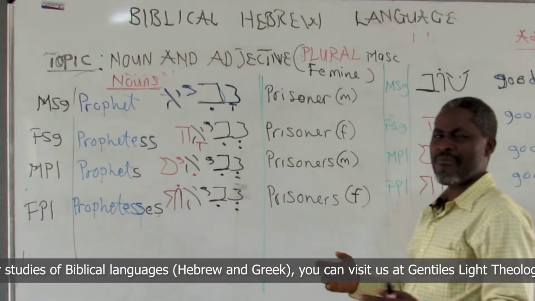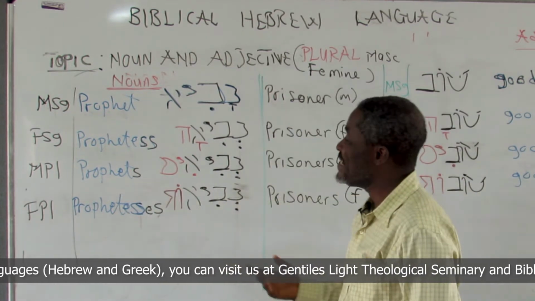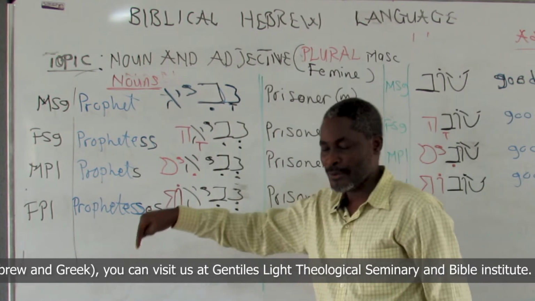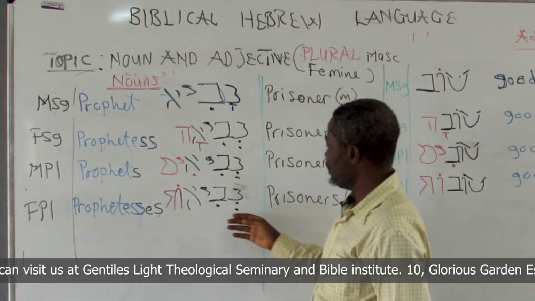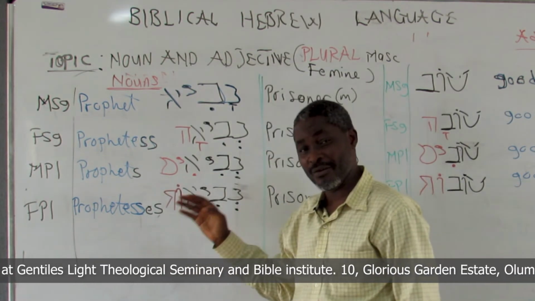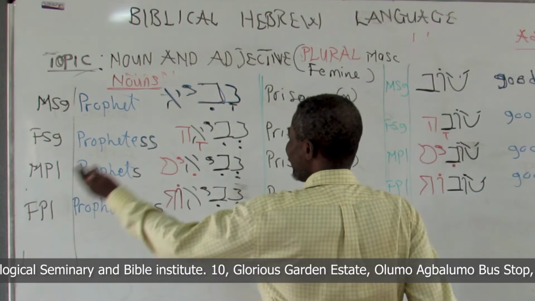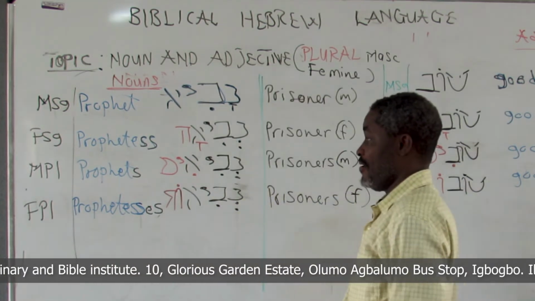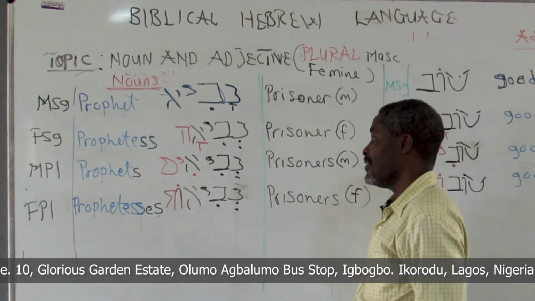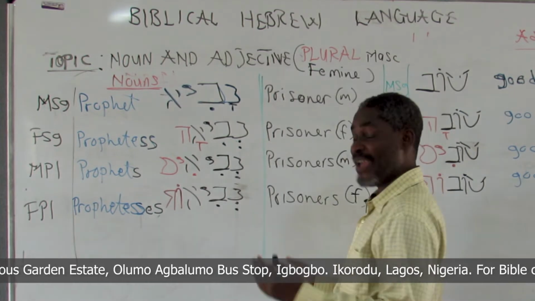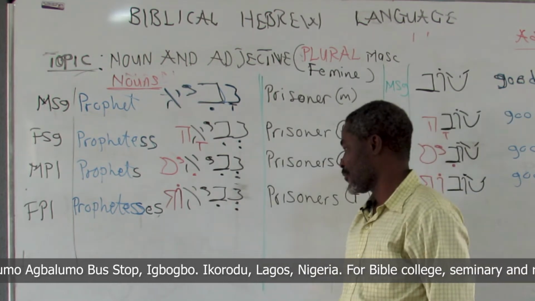And what do we add? Kames a. Now, the plural form, you now have prophets. It's no longer going to be nabi. It's going to be nebihim because it's now masculine plural. The plural form of the feminine, prophetesses, is nebihot. So you have masculine singular, prophet, nabi; feminine singular, prophetess, nebiha; masculine plural, prophets, nebihim; then feminine plural, prophetesses, becomes nebihot.